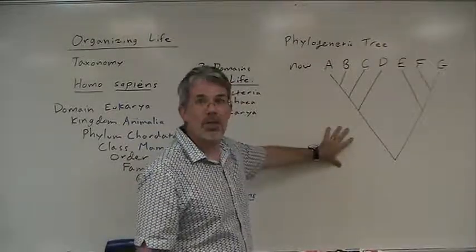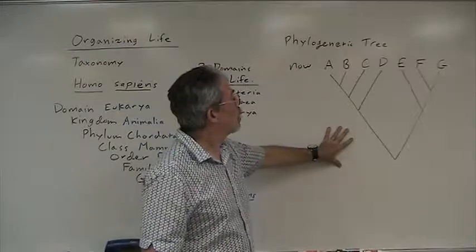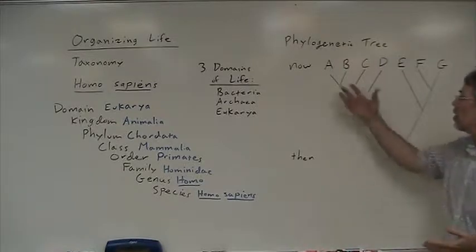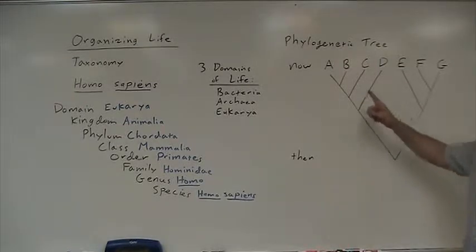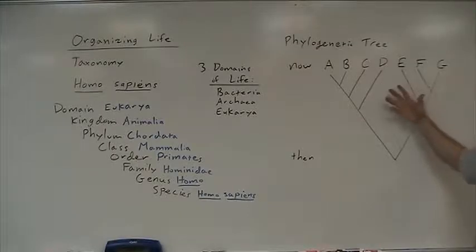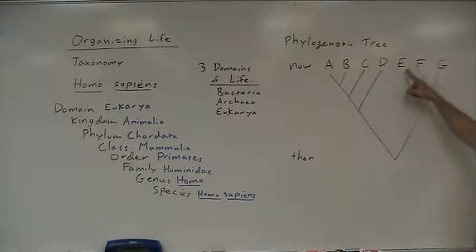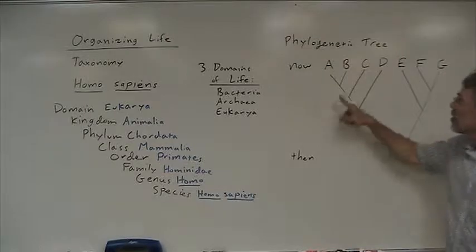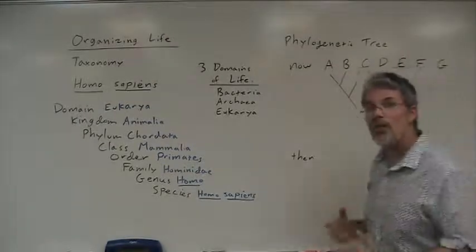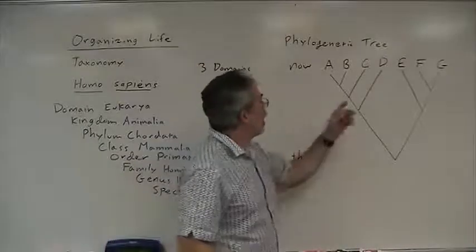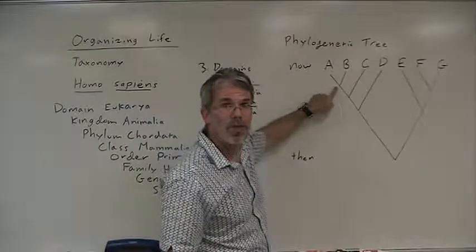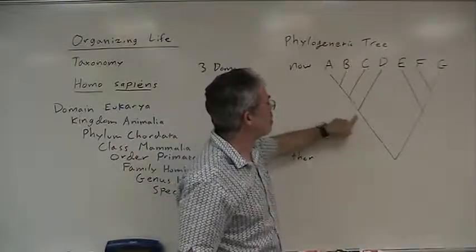This is a depiction of a phylogenetic tree, which is a graphical representation of how things can be related to each other based on available information. Now, what we have here is this fictitious diagram of these 7 hypothetical species today and how they're related in the past. So A, B, C, D, E, F, and G are modern living things, and A does not evolve into B, B does not evolve into A, but A and B came from a common ancestor here, A, B, C from here, A, B, C, D from here.